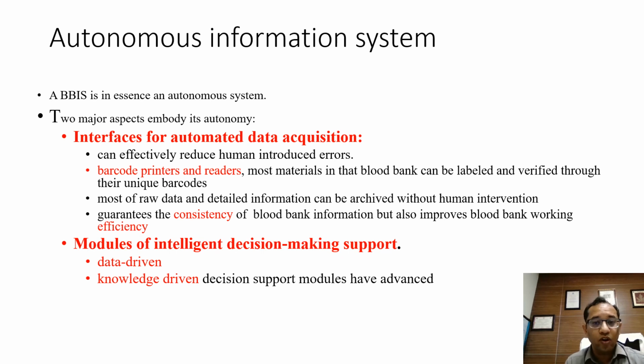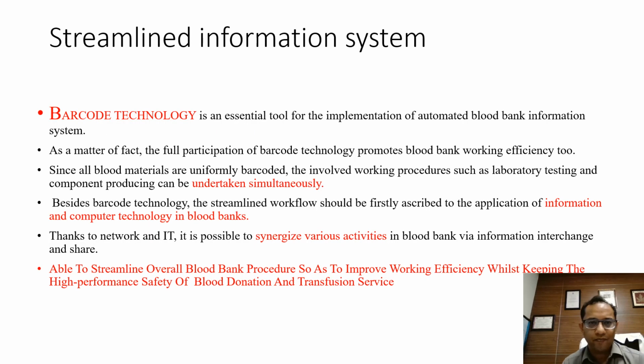The second is the module for intelligent decision-making support. So you have one, automated data, and then intelligent decision-making support, somewhat like artificial intelligence. Now, this can be data driven, so depending on what data you have, you can have algorithms for answering, like a stat thing where something comes up and you need to just process it. Or it can be knowledge-driven decision support modules which have advanced systems. So both the systems are available. You need to see which one is working for you.